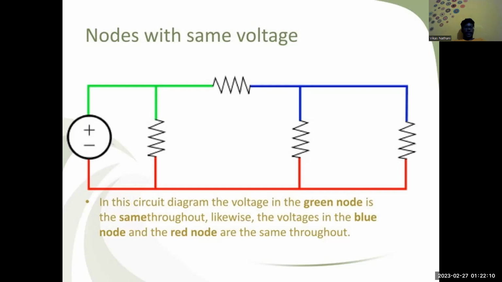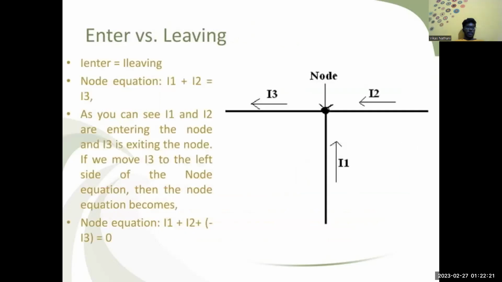In this circuit diagram, the voltage in the green node is the same throughout. Likewise, the voltage in the blue node and the red node is the same throughout. Entering versus leaving: current entering equals current leaving. Node equation: I1 plus I2 equals I3.